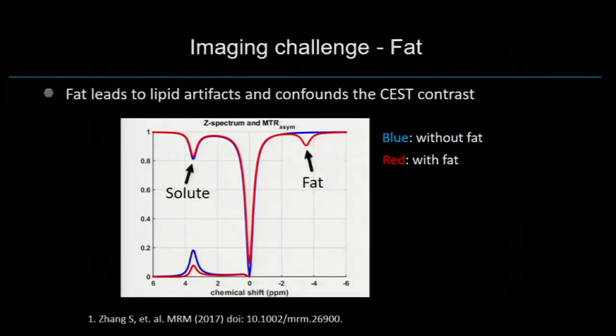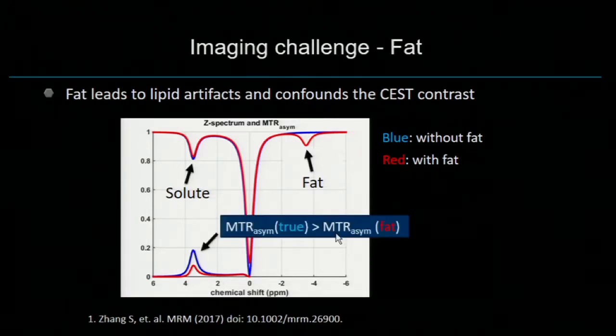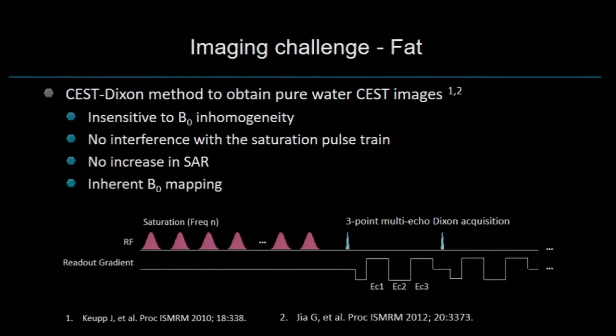A big imaging challenge for successful breast CEST imaging is the presence of large fat content. Fat can lead to lipid artifacts and can confound the CEST contrast. As you can see in the Z-spectrum, the water is in the middle, the solute pools are on the left, and the fat is on the right. So when we calculate the MTR asymmetry, the MTR asymmetry with fat is actually lower than the true MTR asymmetry without fat. To remove the fat influence, the CEST-Dixon method is proposed to obtain pure water CEST images in our study.